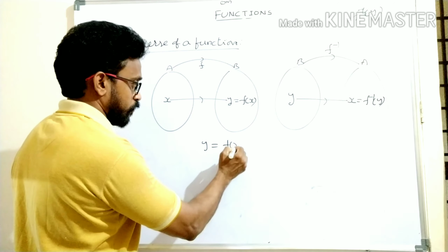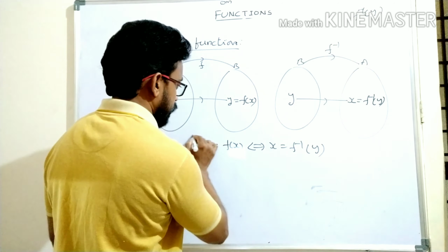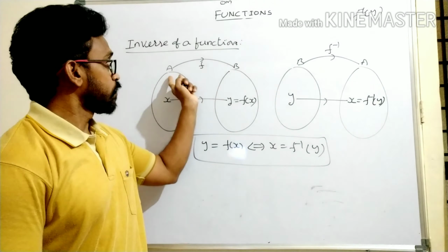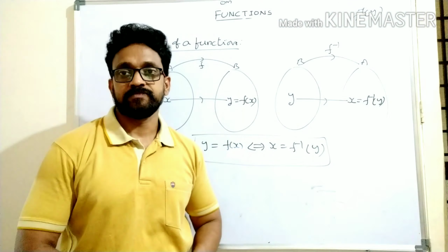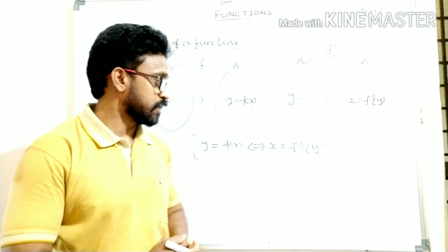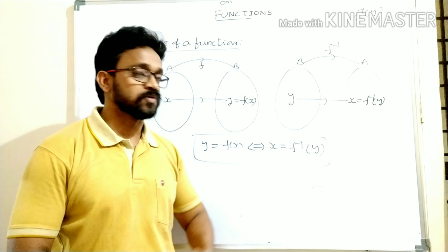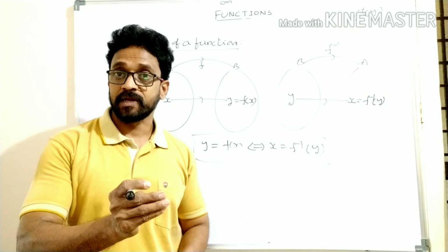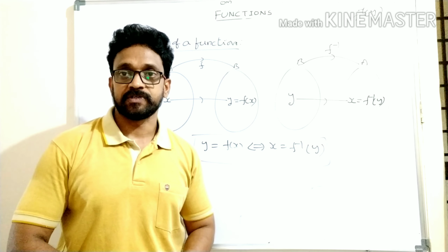Y is equal to f of x if and only if x is equal to f inverse of y. Okay, f from A to B is a mapping and f inverse from B to A is a mapping. Then f inverse is called the inverse of f. From this concept we write one statement: y is equal to f of x if and only if x is equal to f inverse of y. This is a very useful and important statement for calculating the inverse of f for a given function.